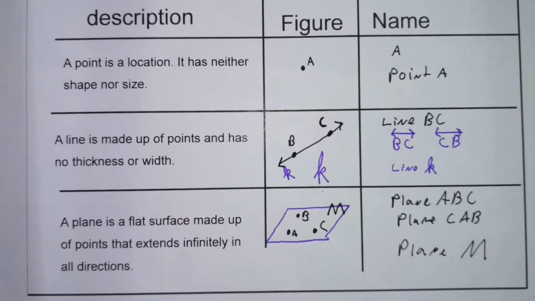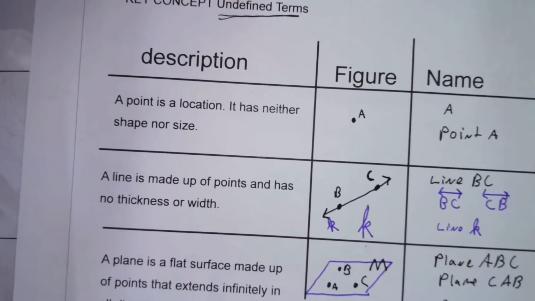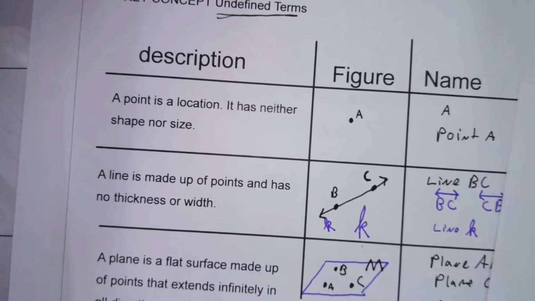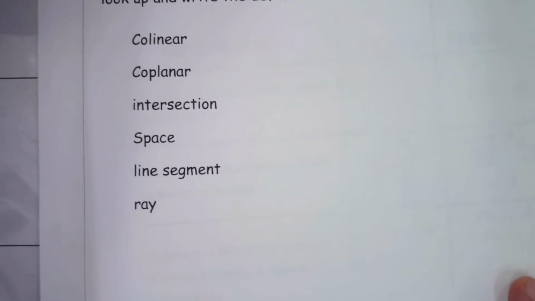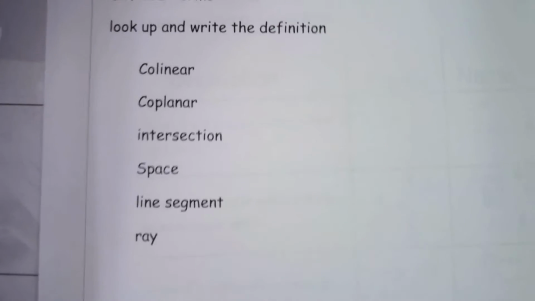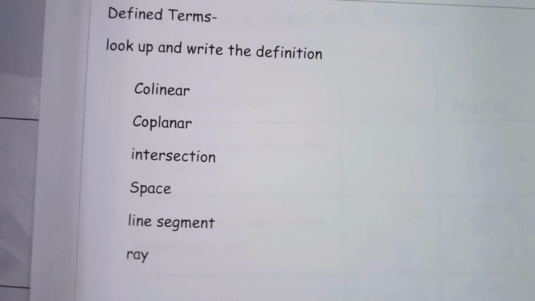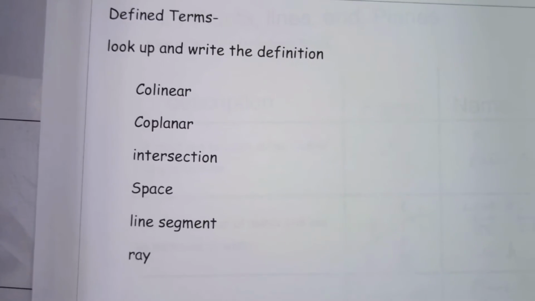Okay, what we want to do now is look up and write definitions of defined terms. So we have 3 undefined terms, and probably we're going to use these terms to start defining things. The reason we opened up our book is so you can look up these defined terms, and I think most of them are going to be on pages 4 and 5.